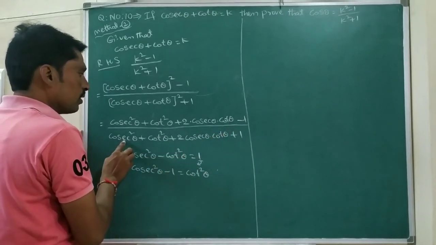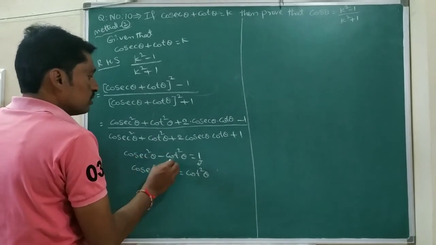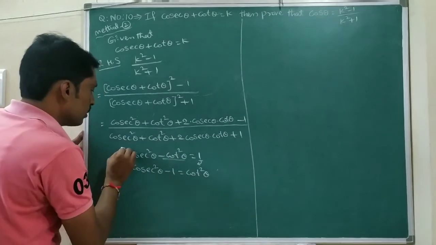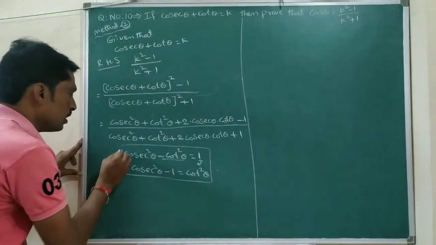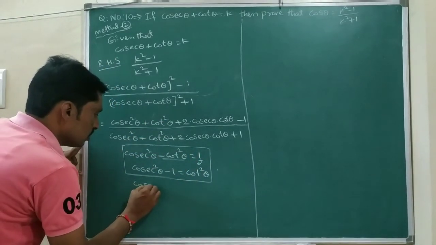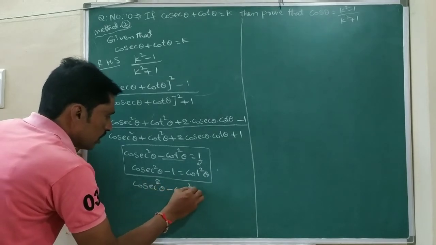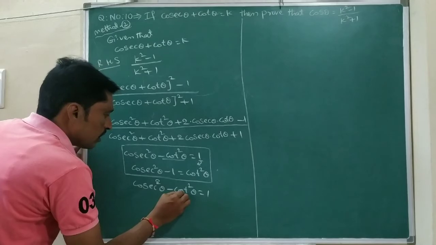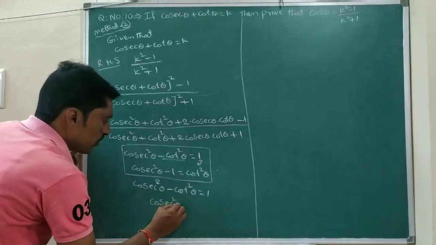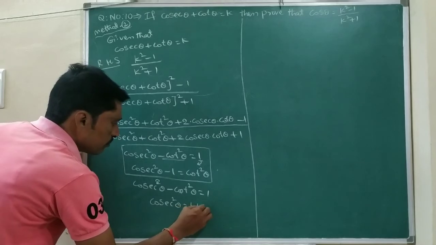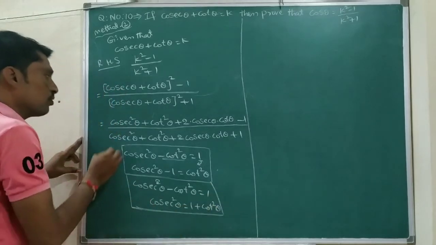Here, cosec square theta plus cot square theta, this is the next step. In the numerator we are changing; here the denominator also we can change. Cosec square theta minus cot square theta equal to 1, this is the formula I am writing. Cot square theta we are transposing, we can get plus, so 1 plus cot square theta is the value we are getting.